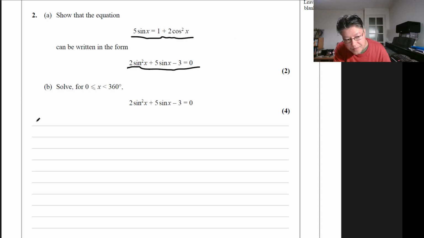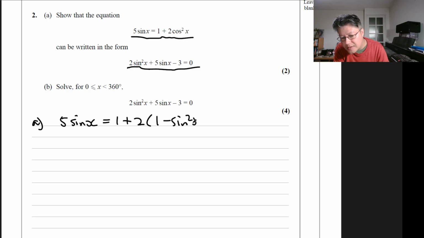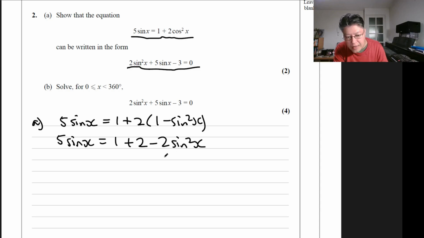So part A, we have 5 sin x = 1 + 2, and the cos squared x, we're going to replace that with 1 minus sin squared x. And now we can simply expand this out. So 5 sin x = 1 + 2 minus 2 sin squared x, and we'll bring everything to the left. So let's bring the minus 2 sin squared x over first.